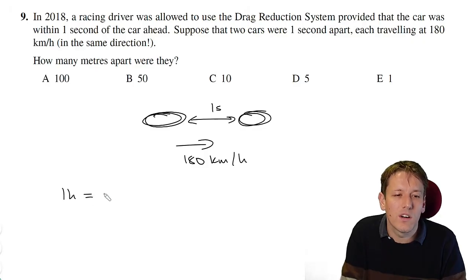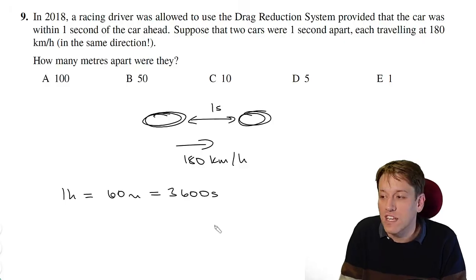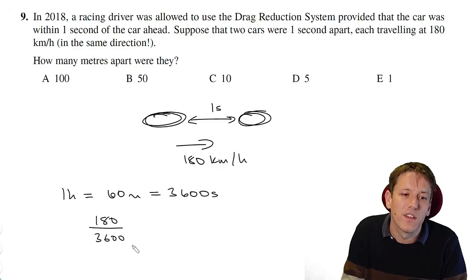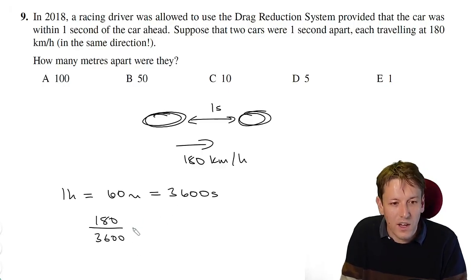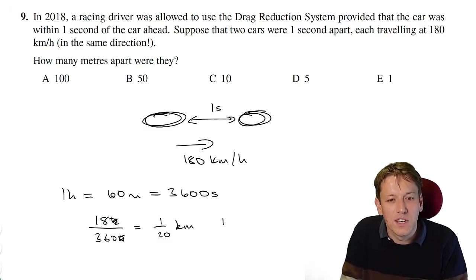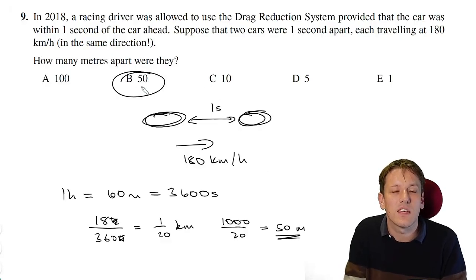So 1 hour, that's 60 minutes, or 60 times 60, which is 3,600 seconds. So if we're going 180 kilometers every hour, in each second we'll go 180 divided by 3,600 kilometers, which is, we can divide top and bottom by 10 here. We've got 18 over 360, which is 1/20th, so it's 1/20th of a kilometre. You can times that by 1,000 to make that into meters, and that gives us 50 meters, which is 1/20th of a kilometre, and so the answer here is B.